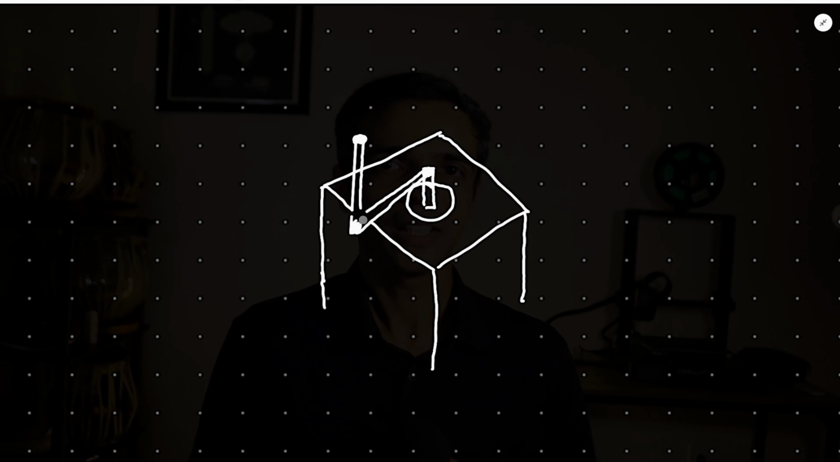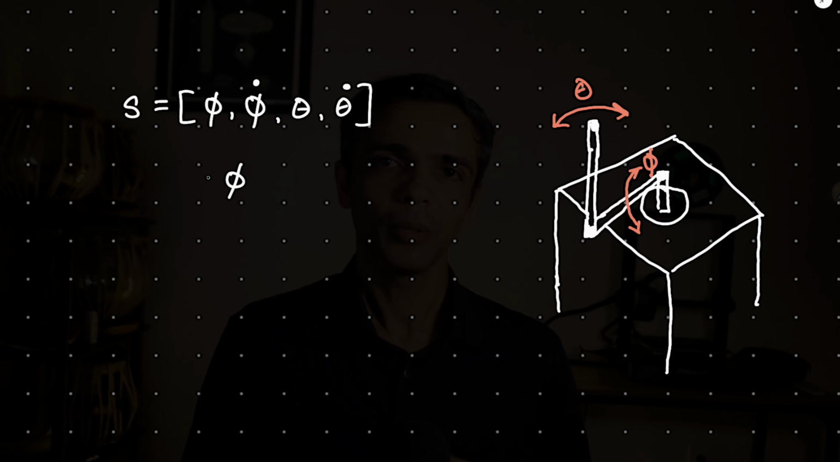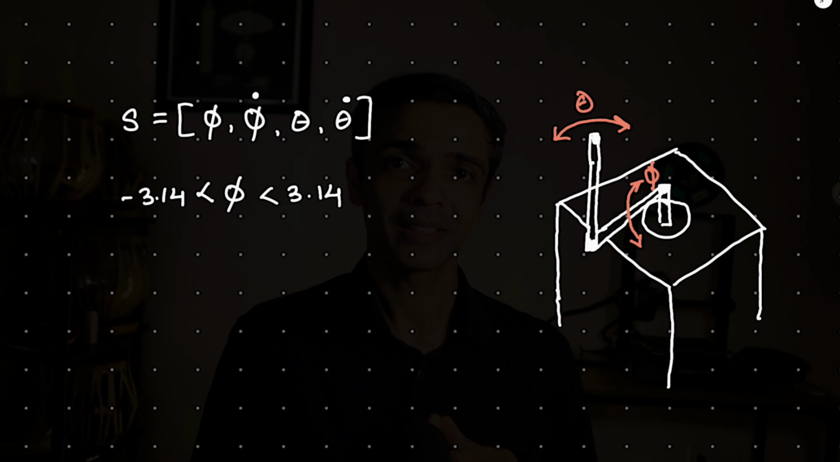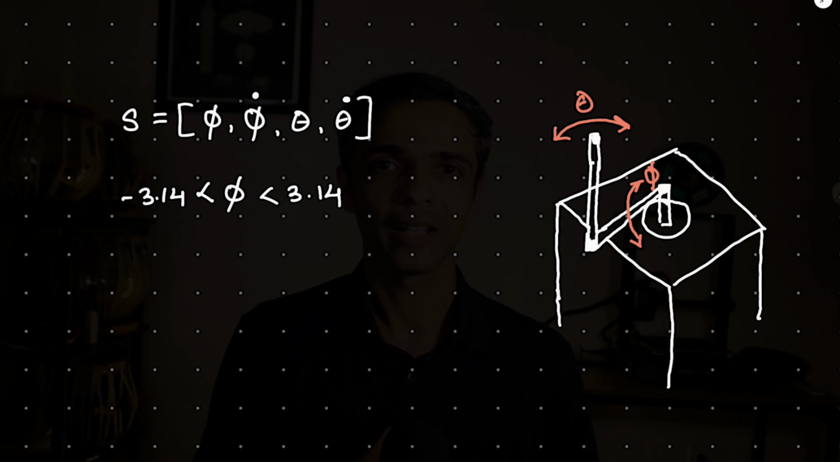Our state at each time step looks like this. S is equal to phi, phi dot, theta, theta dot. Phi can be between negative 3.14 and positive 3.14. We don't want the carriage to move past these because then the wires will get tangled.